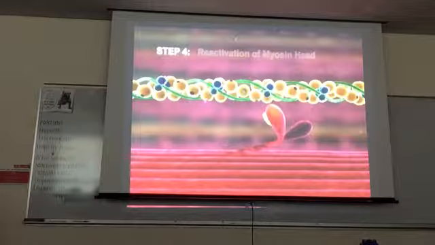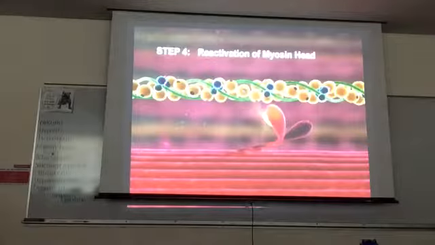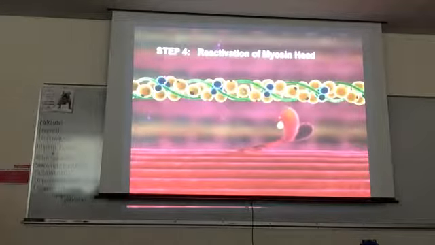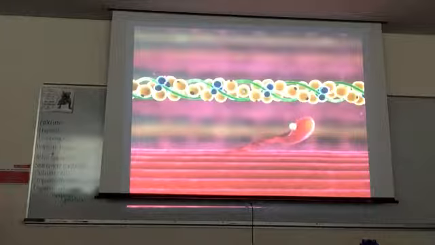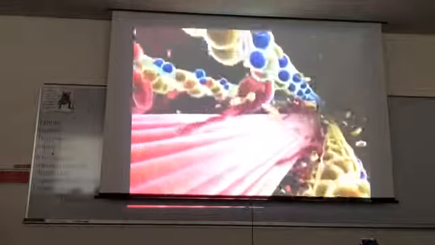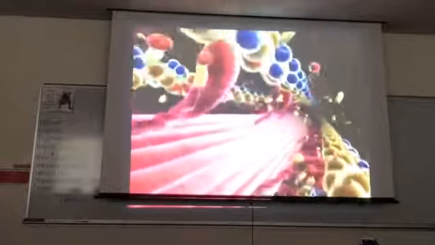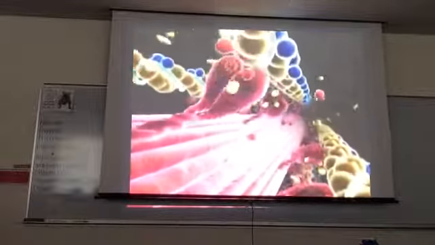Step 4. Reactivation of the myosin head. ATP is hydrolyzed to ADP and inorganic phosphate. The energy released during hydrolysis reactivates the myosin head, returning it to the cocked position. As long as the binding sites on actin remain exposed, the cross-bridge cycle will repeat.